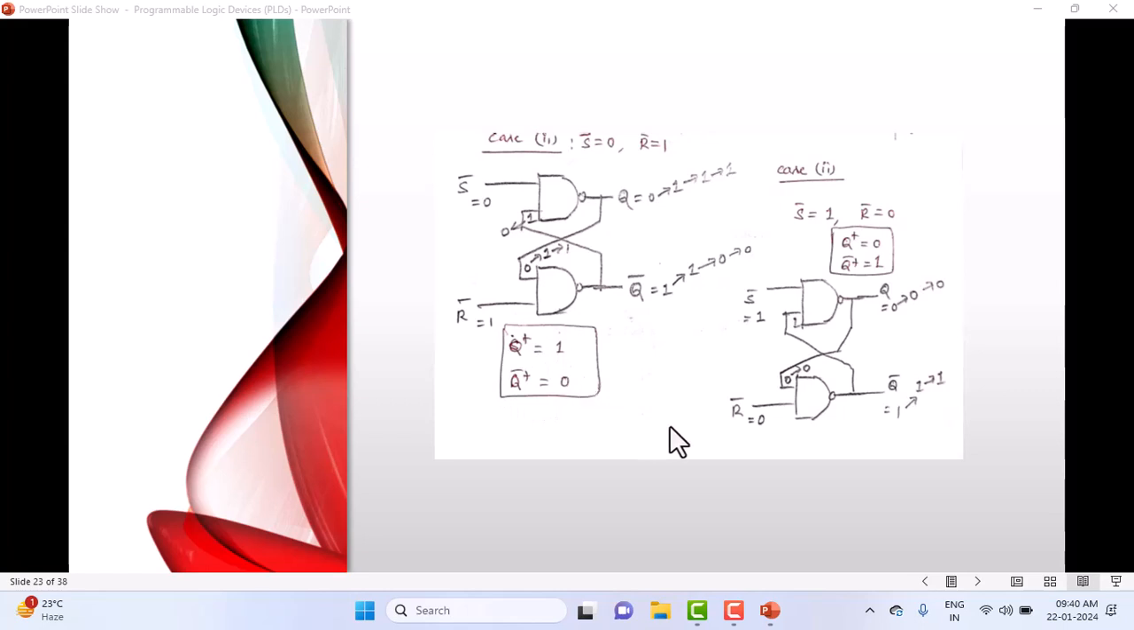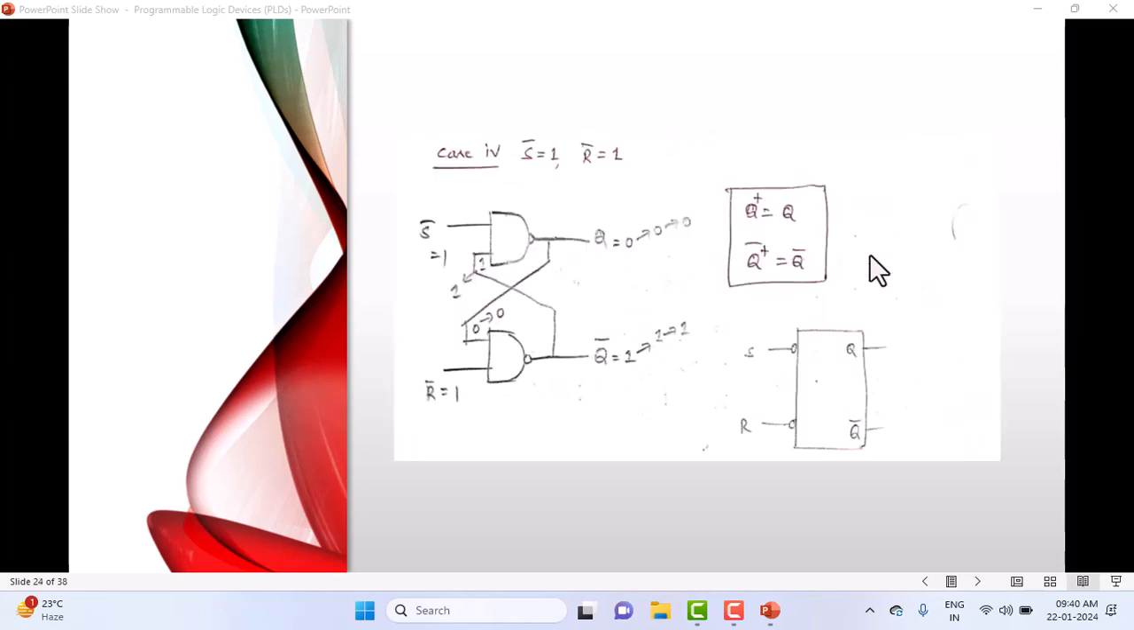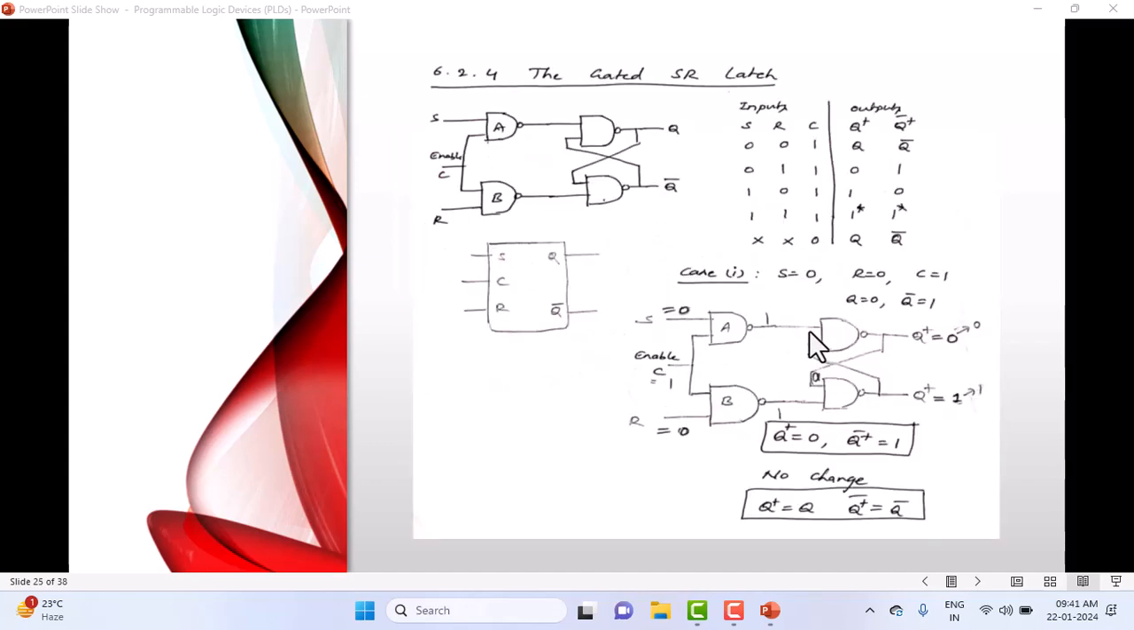This is called the set state. Case 3 is S bar equals 1, R bar equals 0, where we get the next state as 0 and 1. This is called the reset state. And here we have the last case with both 1 and 1, where the output will be in the present state itself. Next state will be equal to the present state, or no change in the states. Finally, we have shown the equivalent symbols here. This we have already discussed.